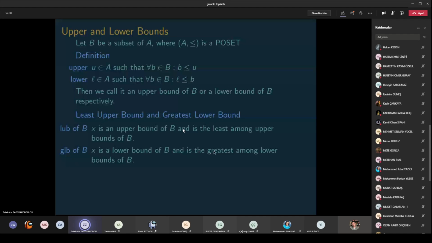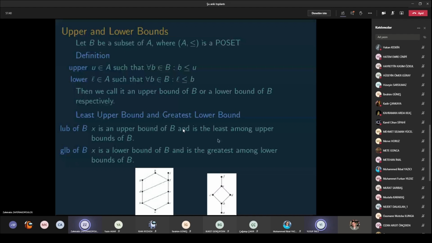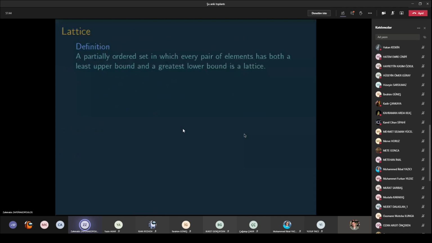Okay, let's go for the last definition for today, and we are done. A partially ordered set in which every pair of elements has both a least upper bound and a greatest lower bound is called a lattice. Let's read it again: we have a poset where every pair of elements has a least upper bound and a greatest lower bound.